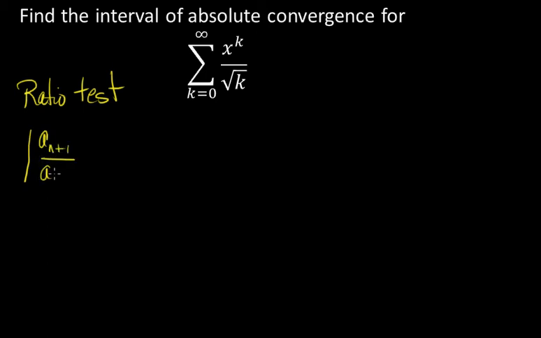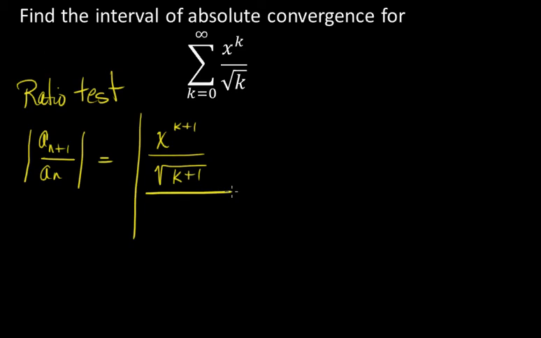This terminology is not quite right, because these aren't expressed as a sub k's, but we're looking at the n plus first term of the power series divided by the nth term of the power series. I'm going to write it out this way. You are not going to need to do this every time, but we have the absolute value of the n plus first term, which would be x to the k plus 1 over the square root of k plus 1, divided by x to the k over the square root of k.